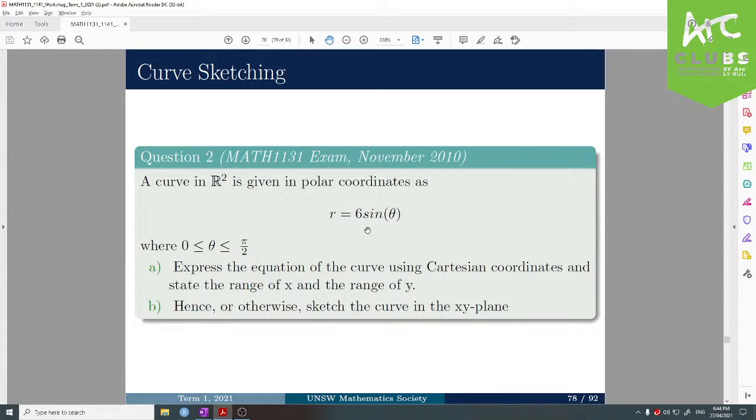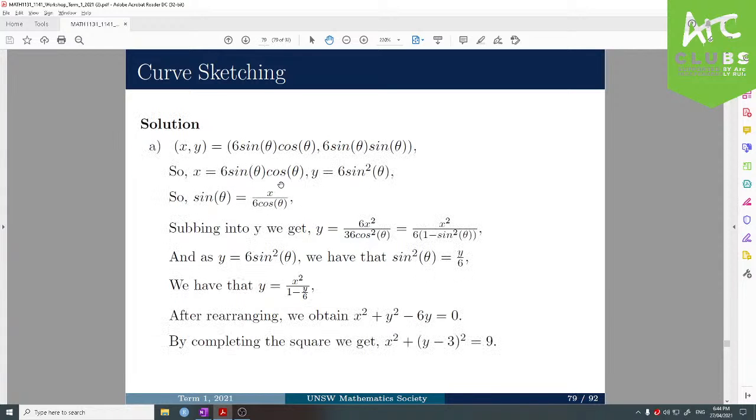Okay, so we have x equals 6 sine theta cos theta, and we will have y equals 6 sine squared theta. Right, so again, 6 sine theta times sine theta. Okay, and then we just do some algebra here. So if we take this first equation and just rearrange for sine theta, we will end up with sine theta equals x over 6 cos theta.